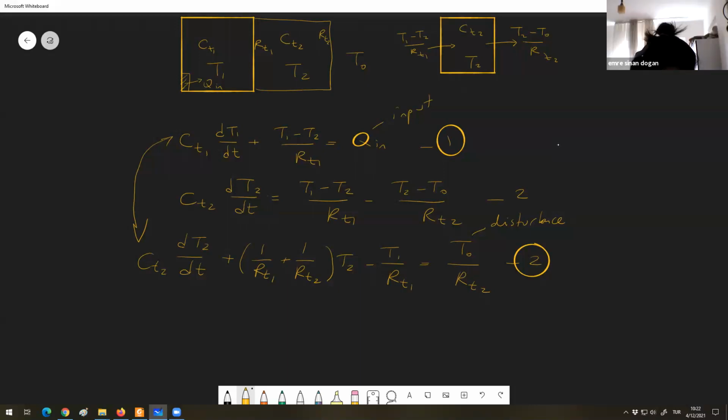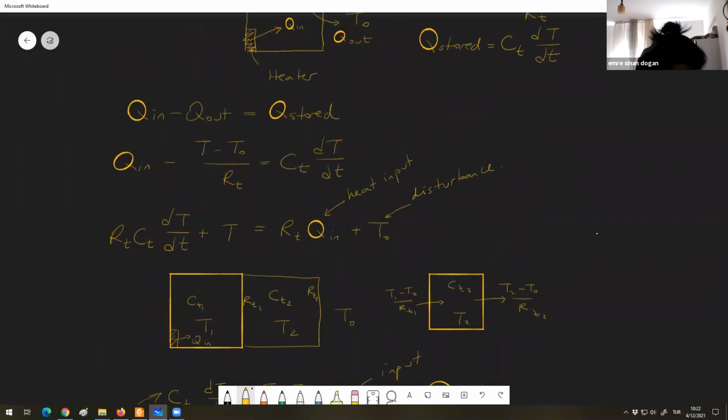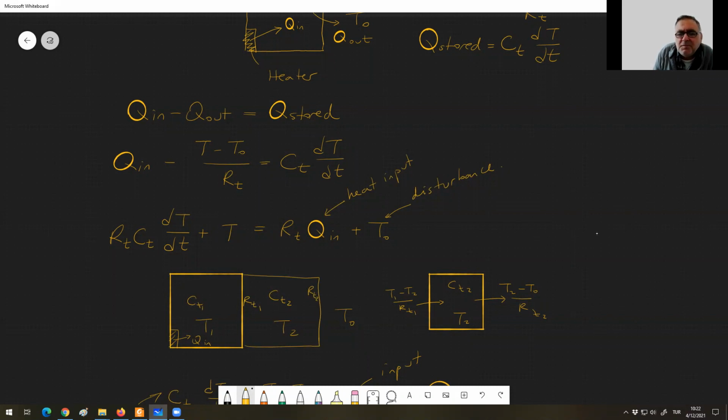Hocam? Yes. May I ask about the Q in minus Q out equals Q store? Like in heat classes, we also had the generation part. So isn't the heater something like the generator? Yes, we assume that that is Q in. Yes, generated heat is Q in. You know, here we are doing it very, very simply. In heat transfer, you learn it in a more rigorous way. Here, we are not interested in the details of the heat transfer problem. We do it almost in the high school knowledge range.